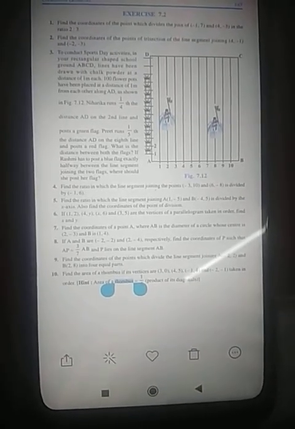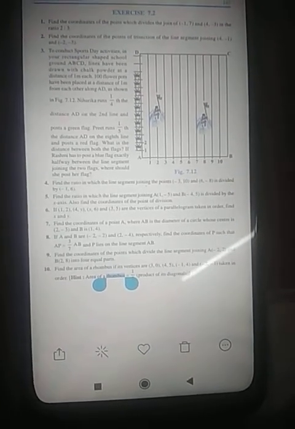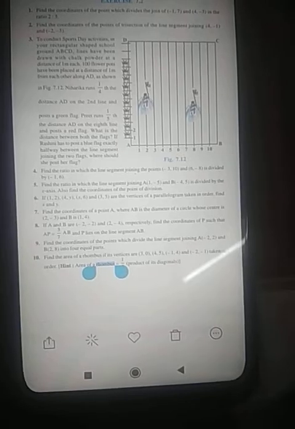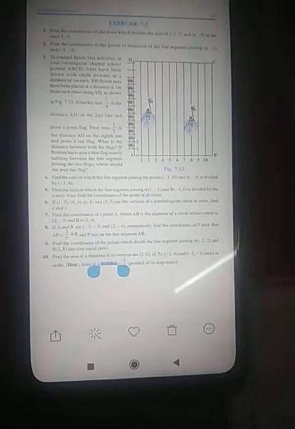If A and B are (-2, -2) and (2, -4) respectively, find the coordinates of P such that AP is equal to 3/7 of AB. P lies on the line segment AB. Nothing, just I am visualizing, try to understand. AB they have given, AB is the line segment they told, and P is a point on that. Let me sketch the figure for that. Question number 8.